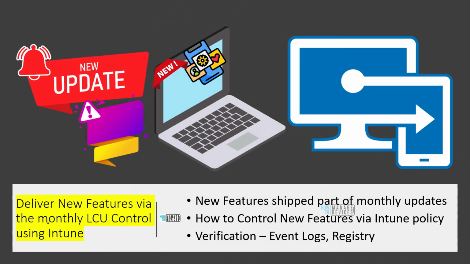Let's look into the new delivery options for new features, how Microsoft is planning to deliver new features on a monthly basis as part of the latest cumulative update deployments, and how to turn off new features on a monthly basis using Intune. All these things we are going to see in this video, and we will also look into event logs and registry on a Windows 11 device to confirm whether the policies are in place or not. Let's go to the next slide.